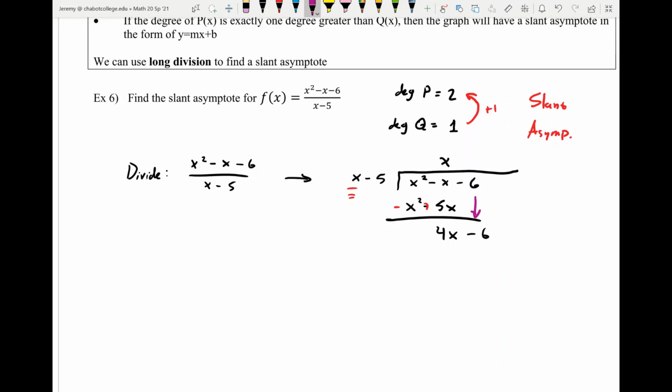Now, how many times does x go into 4x? Well, it just goes in 4 times. So I'll write plus 4. I'll multiply through that plus 4 and I get 4x minus 20. And then I'll distribute through a negative. And I'm going to end up with positive 16. And since x doesn't go into positive 16, that is my remainder. So that is r of x.